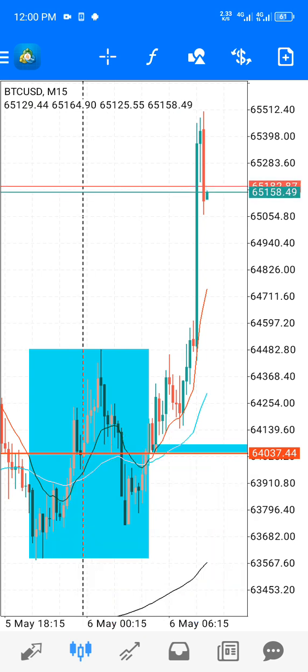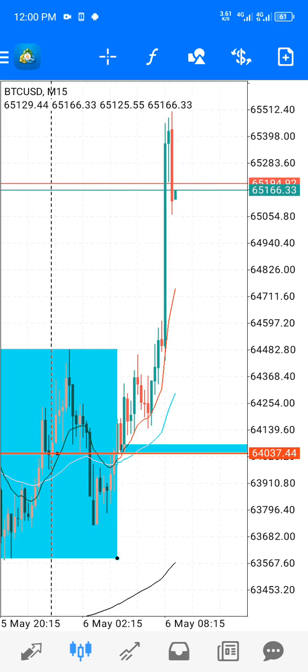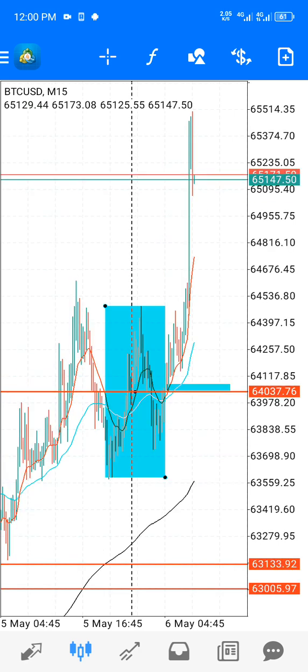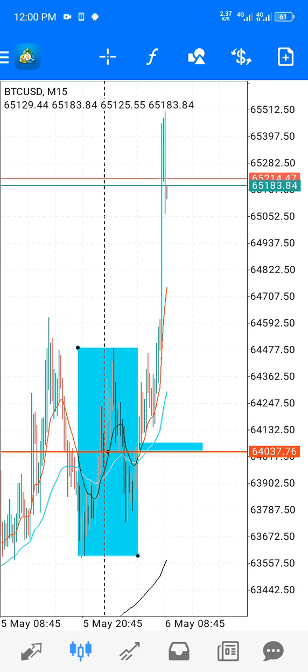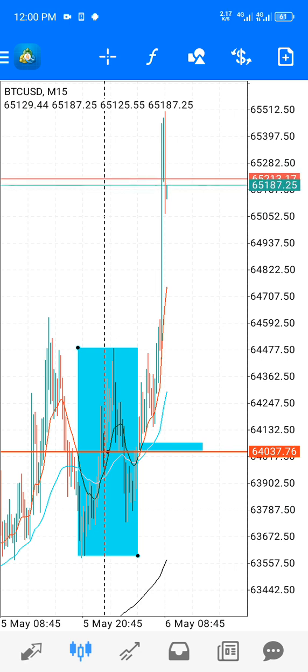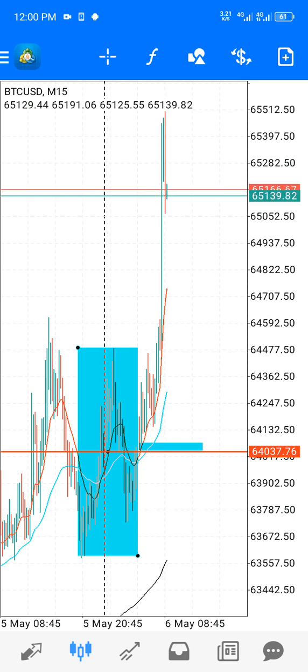After you mark your box with those dots, you just press the box, then you mark the line in the middle of the Asian box. Then after doing all that, what you're supposed to get to know is what confluences we are supposed to follow when we are dealing with this particular strategy.